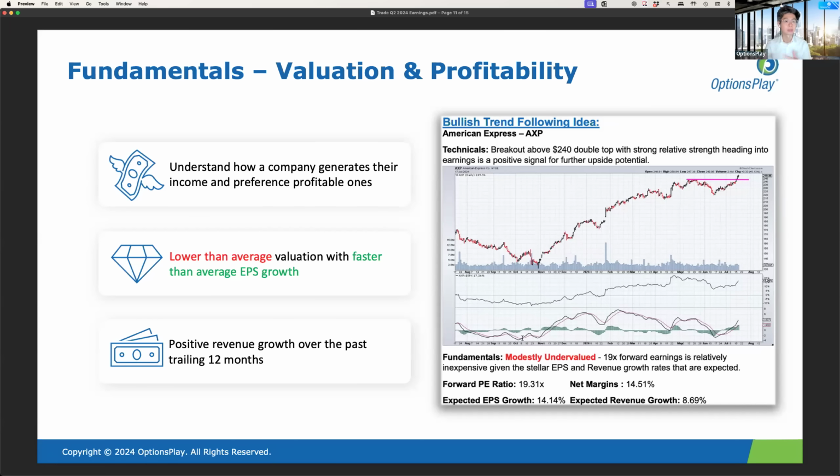The more profitable a company is at extracting profits from its revenue, the higher the valuation, and vice versa. The slower the growth rate, the lower the valuation, and the lower the margins, the lower the valuation. Once you start looking at those two metrics in conjunction with the valuation, you get a feel for what is an appropriate valuation for the expected growth rate of that specific company. American Express at the time was expected to grow EPS at about 14% and revenue at about 8.69%. So that's the expectation in terms of revenue growth.